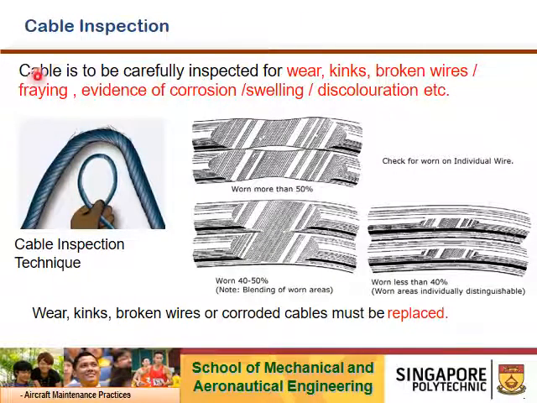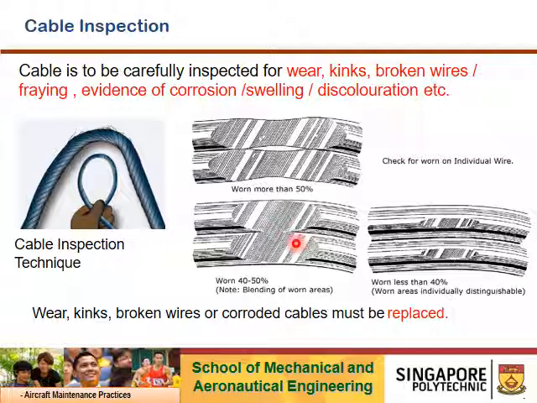The cable is to be carefully inspected for wear, kinks, broken wires, fraying, corrosion, or discoloration. Most of the time, we do not remove the cable runs from the aircraft systems, because reinstalling the cable will be time consuming. So most of the time we will carry out the inspection on site.